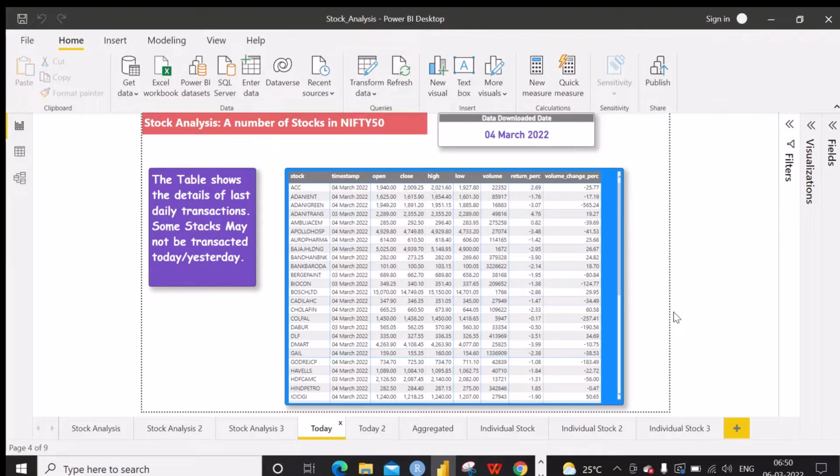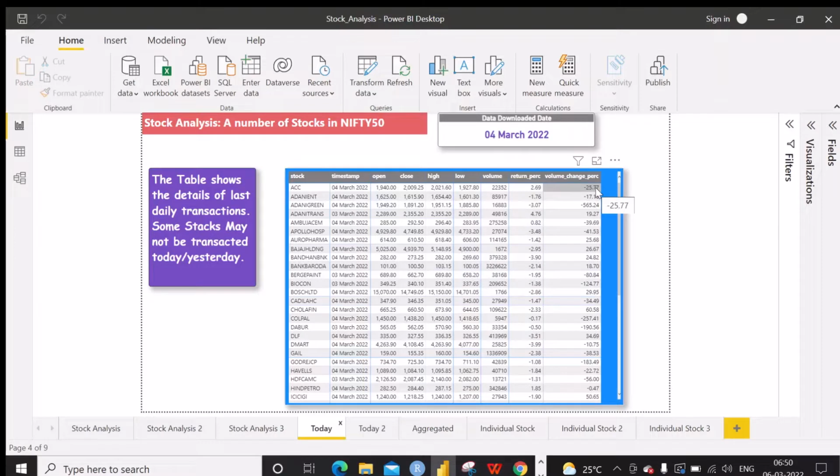It shows every stock that is available in Nifty 50. I have selected only 46 stocks, and the reason is I could not get data for 4 stocks from that site. So it lists 46 shares in the Nifty 50 and their open, close, high, low, the volume traded in the market, and the return percentage compared with yesterday's closing price, and the volume change percentage compared with yesterday's volume transaction and today's volume transactions.